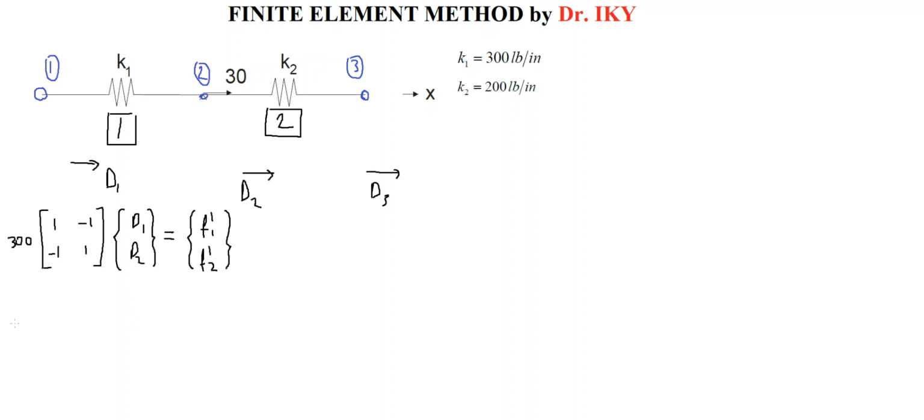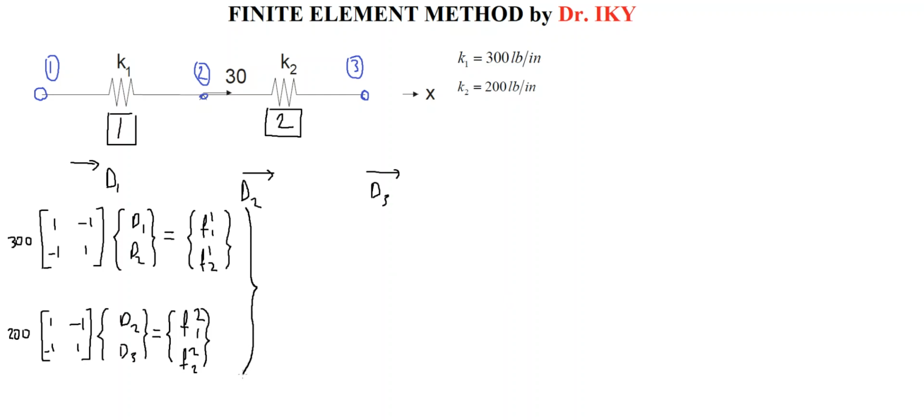For the second element, I'm going to write 200, again 1 minus 1, minus 1 1, and the displacement is this time d2 and d3. These are going to be equal to the force for the second element, inlet, second element, outlet. After this, I'm going to write the superpositioning. I will apply the superposition method to the system and will create them.